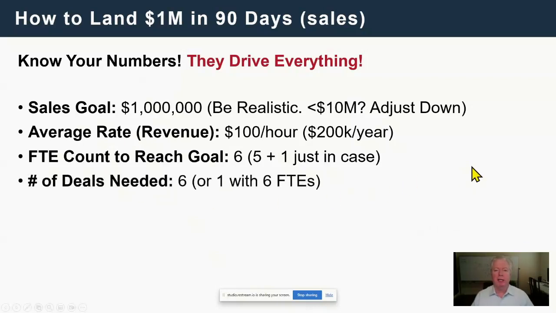The next number you want to pay attention to, and this is where it really works down into the deals where you're working all the way back to today. So if I want 6 FTEs, 6 people being billable in order for me to reach that $1 million goal that I'm setting, then the number of deals I need is basically 6, right? I need 6 FTEs, and so I need 6 deals. Or I could get 1 deal where they give me 6 FTEs. It's less realistic that I can get 1 deal in the next 90 days for 6 FTEs, but it's very realistic that I could get 6 deals with 1 FTE each, if that makes sense.